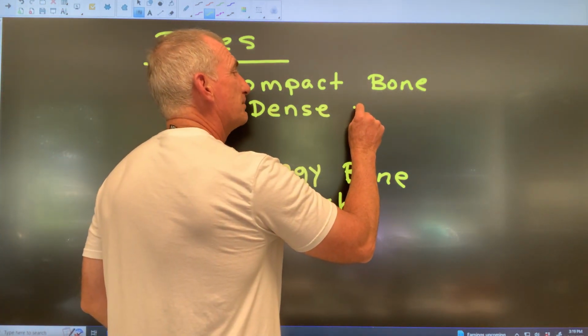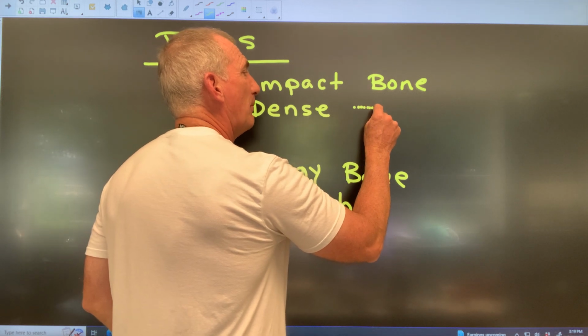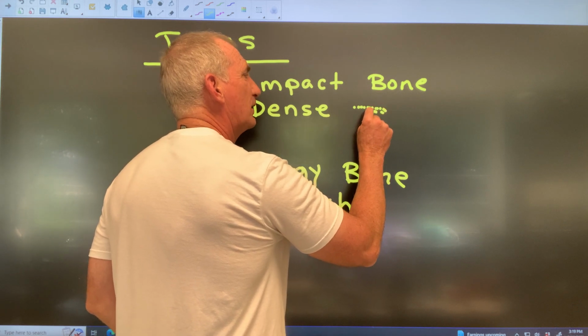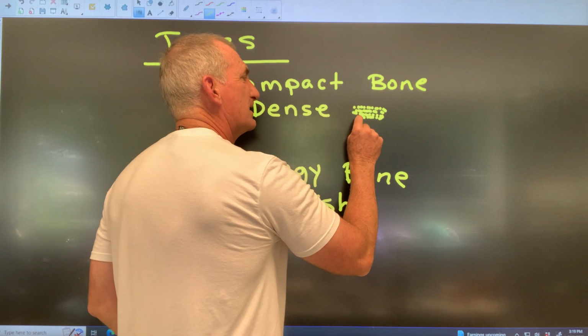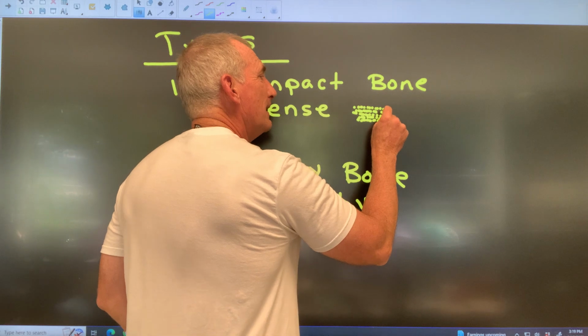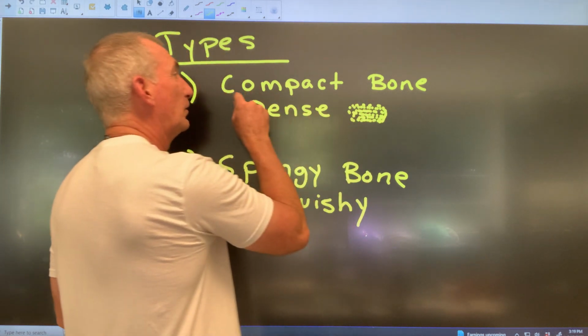It's made up of bone that's really, really close together. Molly, I'm drawing a bunch of little dots really close together. And because these little dots are really close together, it's really dense. And this type of bone is called compact bone.